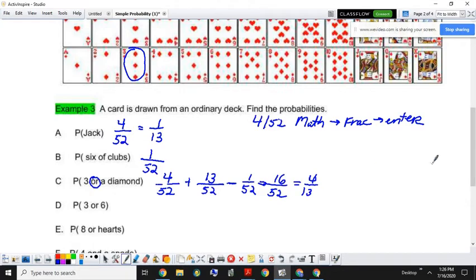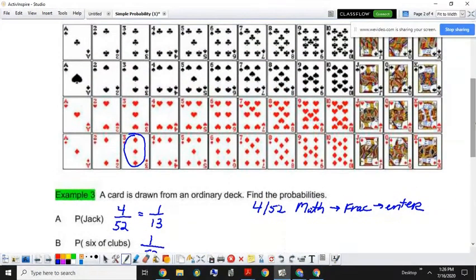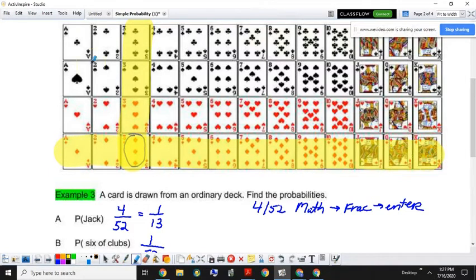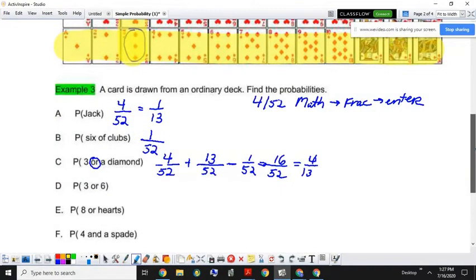I'll show you up here. Let me go back up to the deck of cards. So if I look at it, let me highlight. I want a 3. Here are my 3s. So there's 4, and then here are my diamonds. If I counted all those up, there's 4, and then there's 13 here, but I already counted this one. So I kind of counted it twice. That's why I subtracted it out. For now, you can just count them up. So that's 4 and then plus 12 more. You can just do it that way for right now.